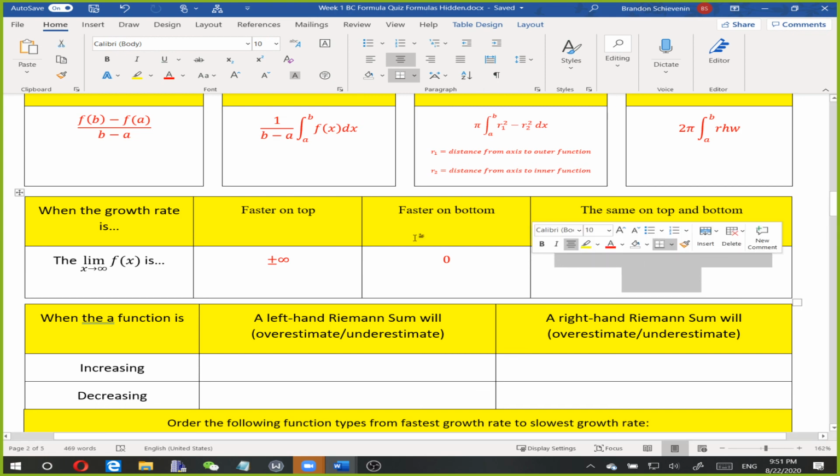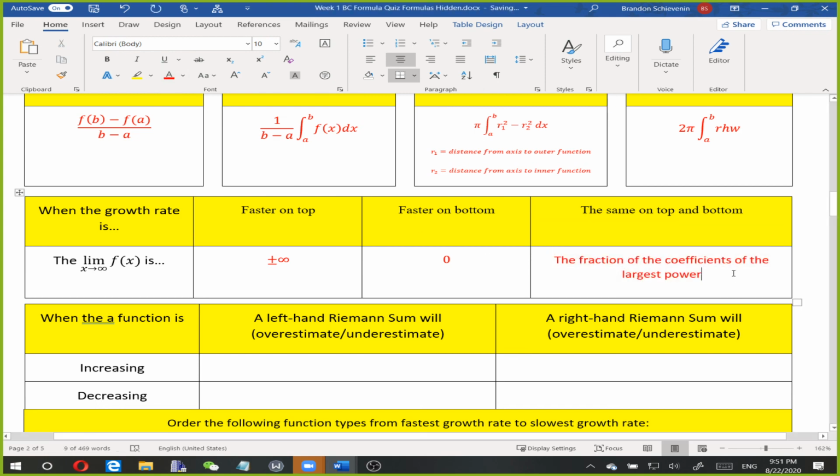Cool, okay, so this is going to be the fraction of our coefficients. Normally it's of the largest power, but I'm going to write just fractions of the coefficients. So this is really the largest growth rate, which will make this a little bit more general, so that if we're dealing with logarithms or exponents or something that's not a polynomial, then this will still hold true.